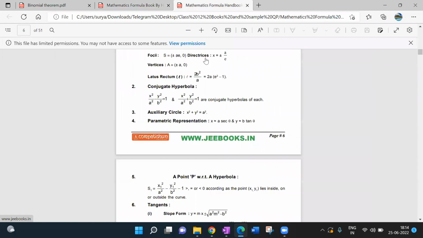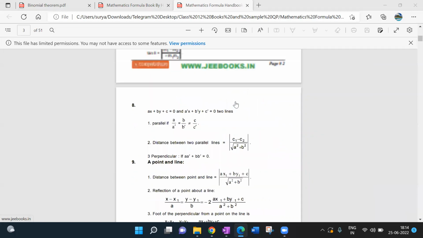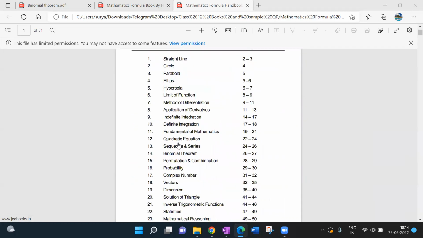I'll just show it to you once. Give me time. Yeah, this is parabola. This is also very good actually. I'll just share it with you. Just go to this binomial theorem, right? Pages 26 to 27.